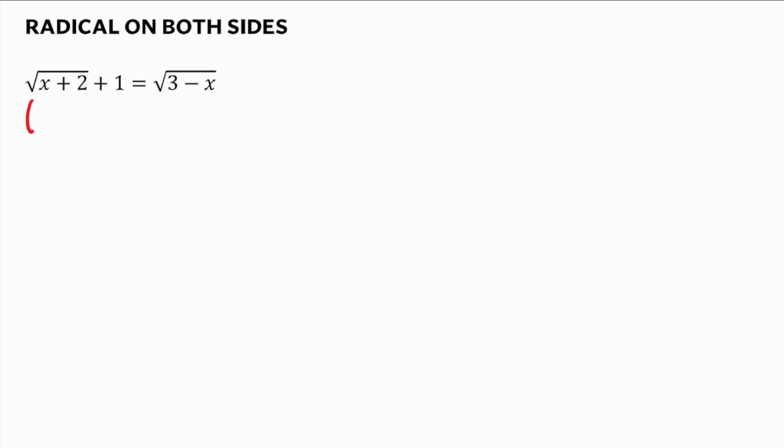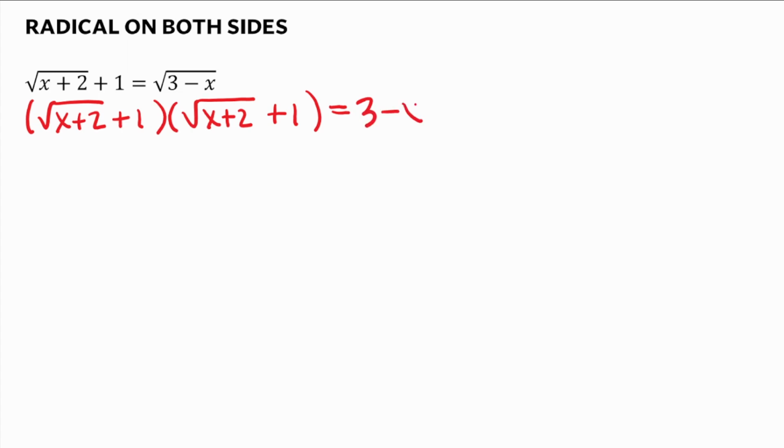So we're going to say, all right, square root of x plus 2 plus 1. If I square it, I have to multiply it by itself. And unfortunately, that's not just going to be x plus 2 plus 1. There's going to be a middle term. And then we're going to square the square root of 3 minus x, and that's where we'll get 3 minus x. So I squared both sides of this equation. I will need to check my solutions at the end.